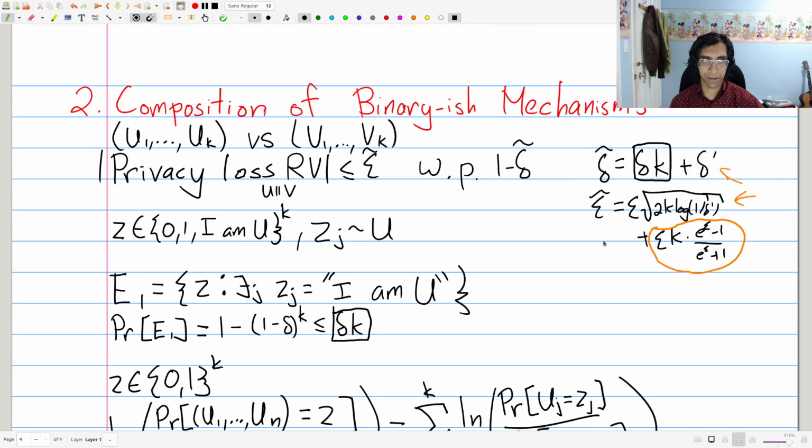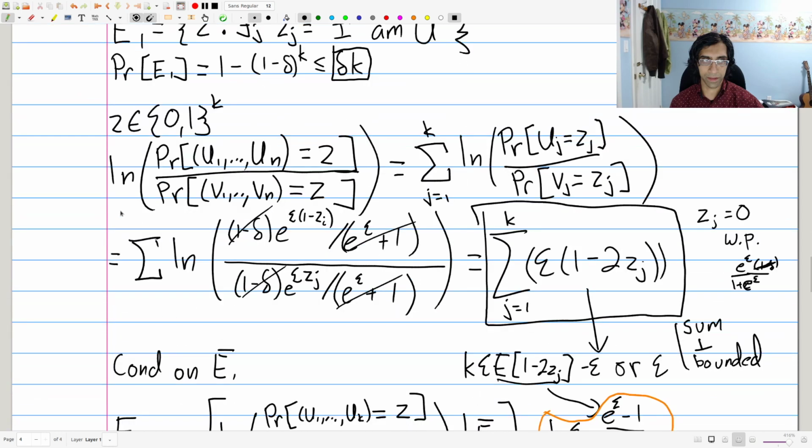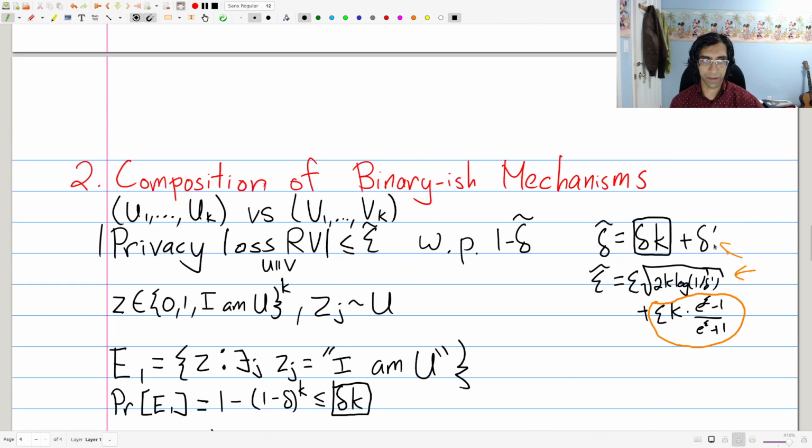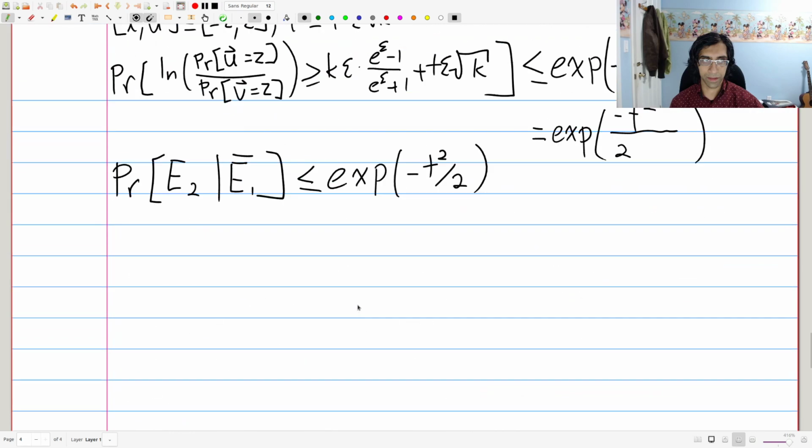Let me try to tell you the story about this random variable, the privacy loss random variable. We can say, first of all, it's going to be, obviously, a large privacy loss random variable with probability delta times k if one of them is equal to u. But then besides that, the privacy loss random variable is going to be fairly close to its expectation, except with some tail bound, which happens with probability delta prime, which we quantify here. So that's the story in words. Let's see how we would translate that to equations.